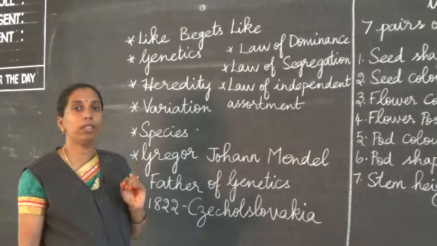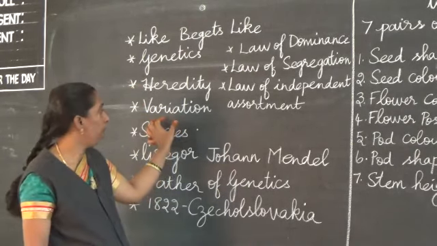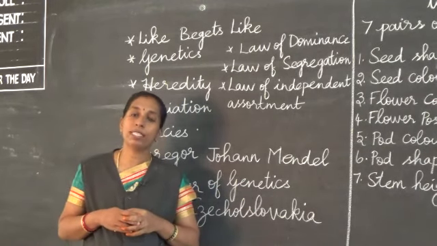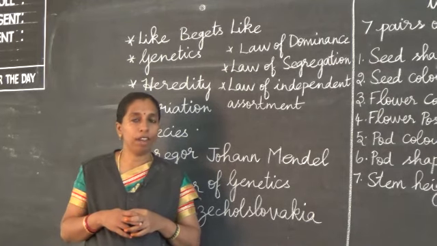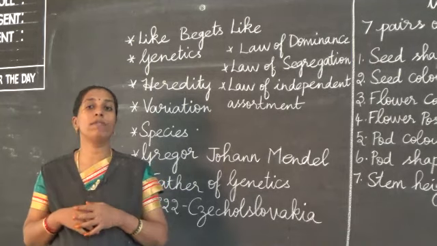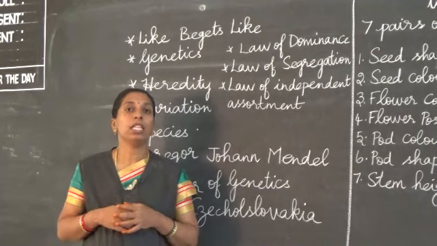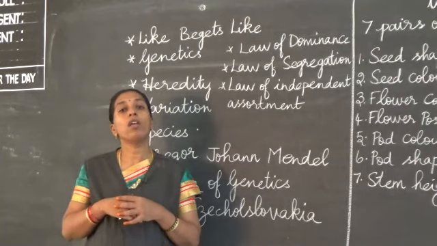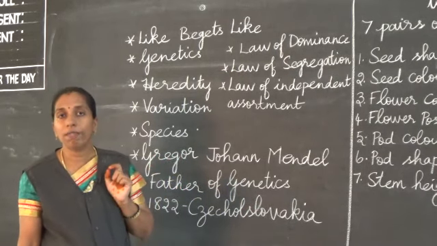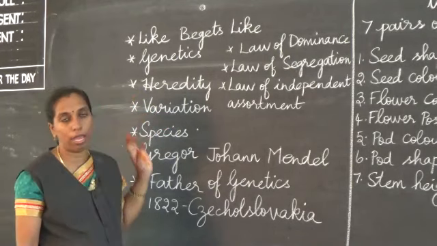The next term that we are going to learn is variation. What is variation? All of us are different, except identical twins. Each of us has different characters. The color of the eyeball varies, the texture of the hair varies, the skin complexion varies, the intellectual power varies. This difference in characters among the individuals is called variation.